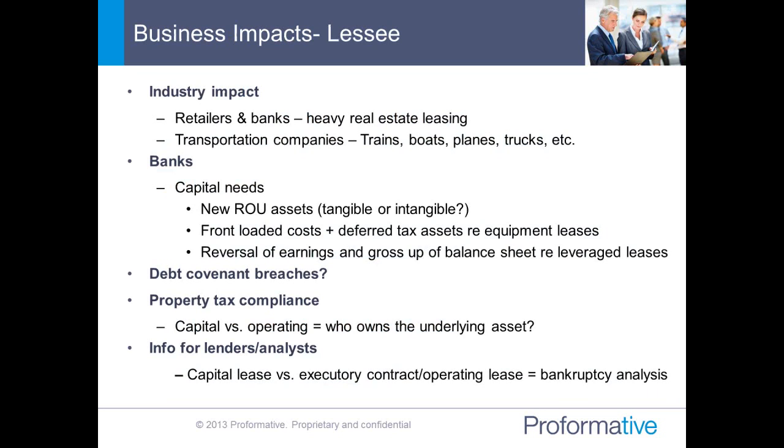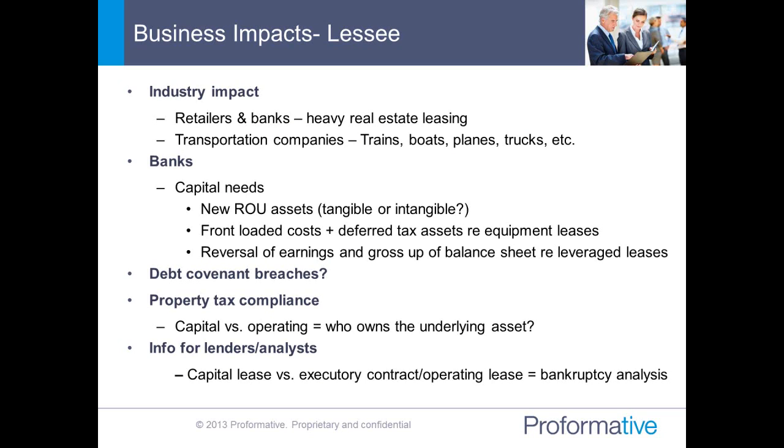The impacts from a lessee perspective: the industries that are most impacted are going to be retailers and banks because of their heavy real estate leasing, and transportation companies because of their asset intensiveness. Banks are going to have new capital needs because they'll have ROU assets on the books that the regulators are going to have to decide how they treat. The FASB has decided not to call them tangible or intangible, but it's going to be a new asset, new capital needs, or at least a decision by the regulators.